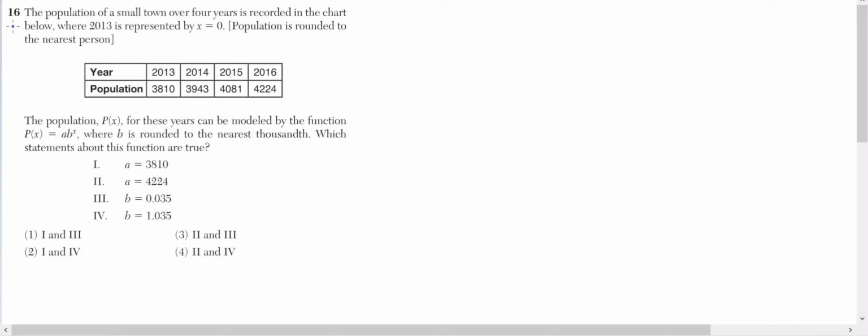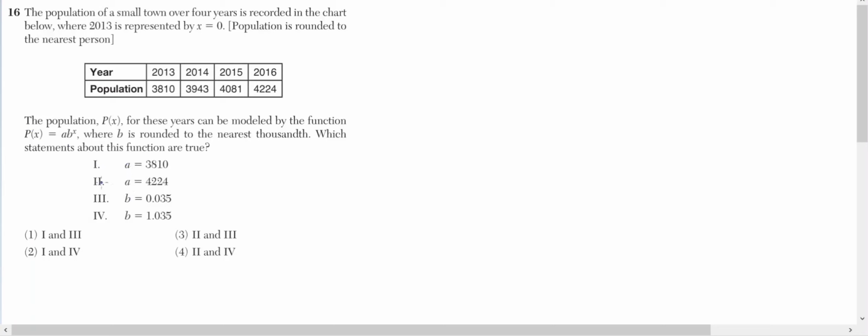So for question number 16, the population of a small town over 4 years is recorded in the chart below, where 2013 is represented by x equals 0, and population is rounded to the nearest person. So we have our population from 2013, 14, 15, and 16, and it looks to be growing each year. The population p of x for these years can be modeled by the function p of x equals a times b to the x, where b is rounded to the nearest thousandth. Which statements about this function are true? And then we have various choices for a and b, and we need to pick a pair of them.